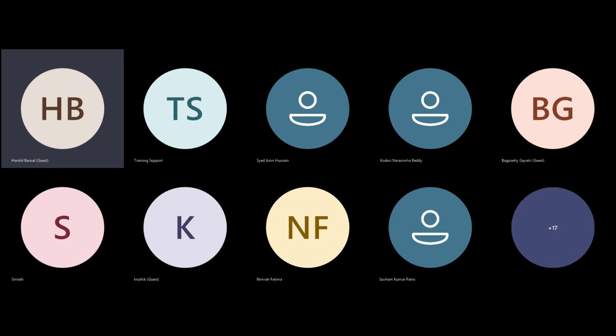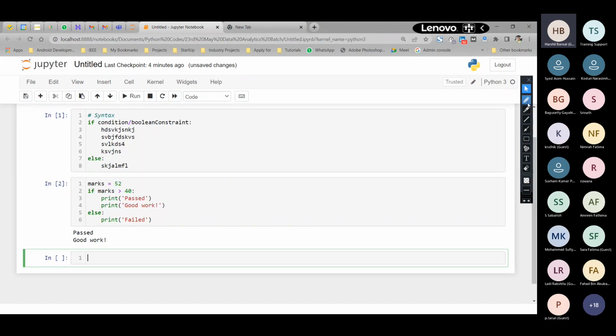So now if you run this code here, you can see it is printing passed and good work because marks is 52. 52 is greater than 40, so obviously you'll get a true value. Okay, and since you're getting a true value, automatically these two lines will run.